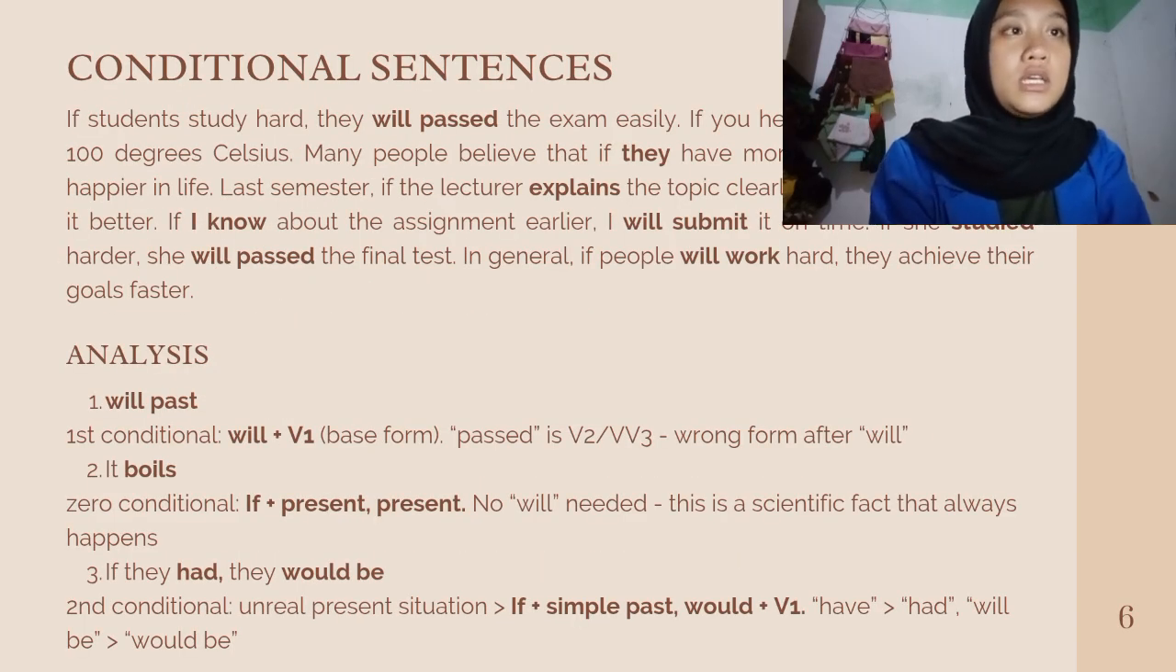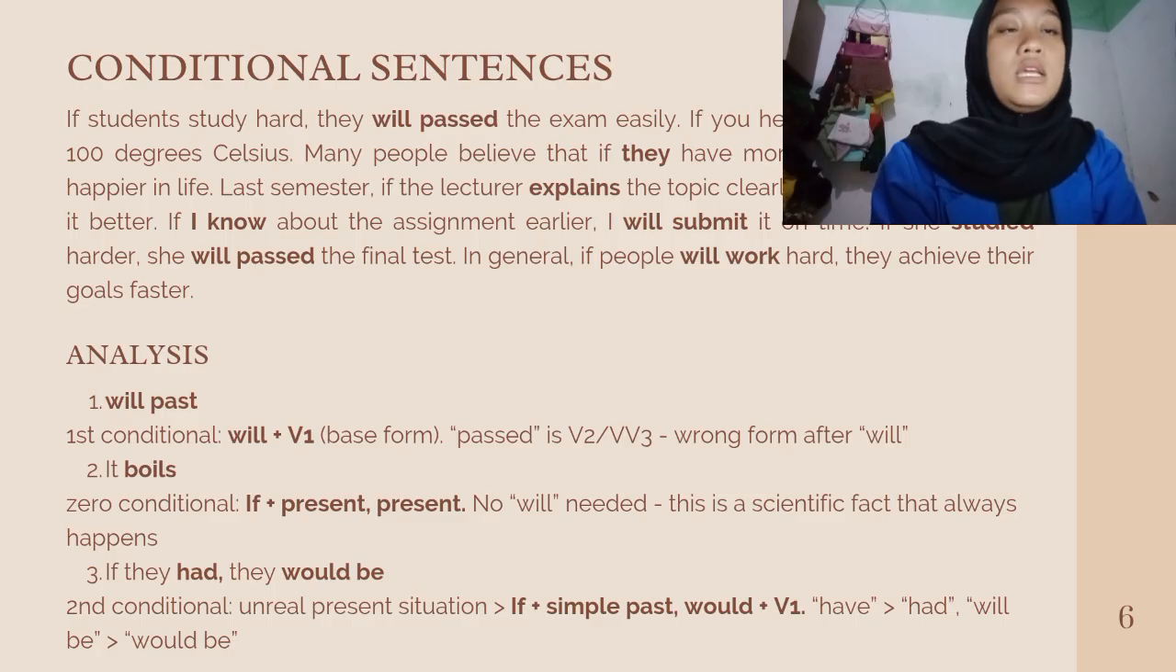Okay, the third study case is about conditional sentences. Number 1, "will pass it" should be "will pass." First conditional requires "will" plus verb 1. "Passed" is verb 2 or 3, which is wrong after "will." Number 2, "it will boils" should be "it boils." This is a zero conditional expressing a scientific fact.